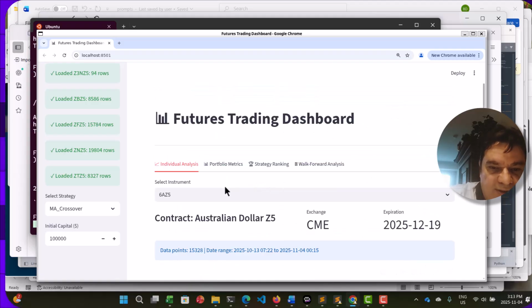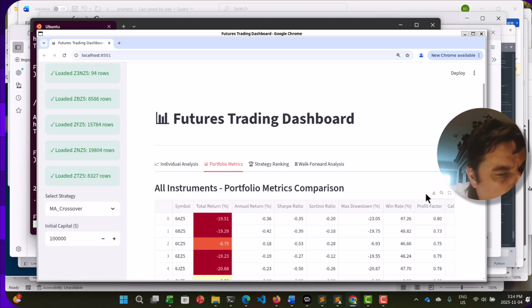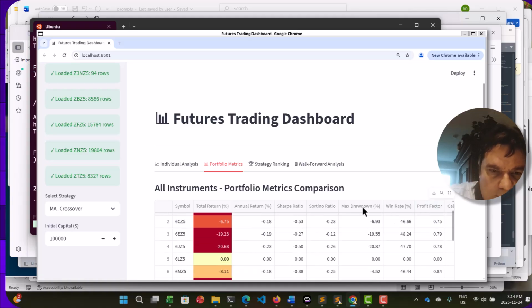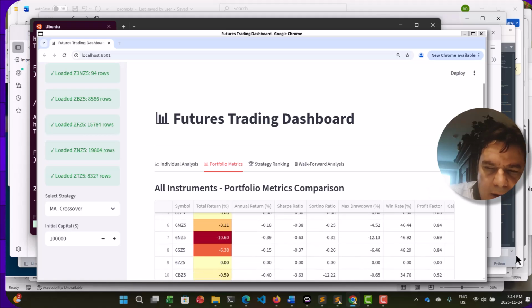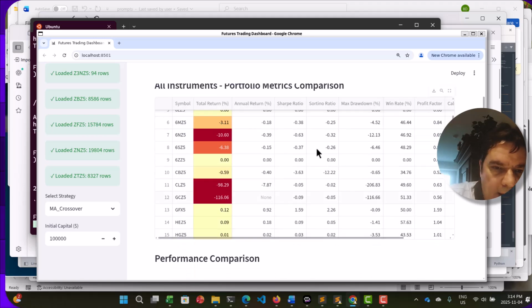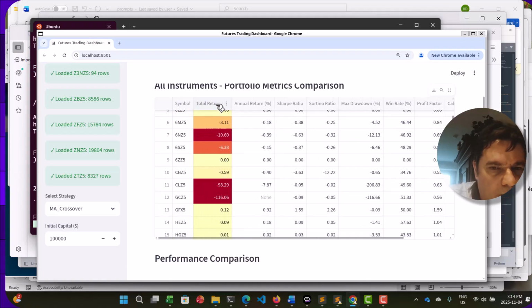All right, so this is the performance at the individual level. Now, this is where I asked within the prompt for all instruments that I've loaded in, all 50 plus, 51. So here now, over that time period, I can get my total return, annual return, Sharpe ratio, Sortino, max drawdown, win ratio, profit factor, Calmar, and volatility. Okay, all in one row.